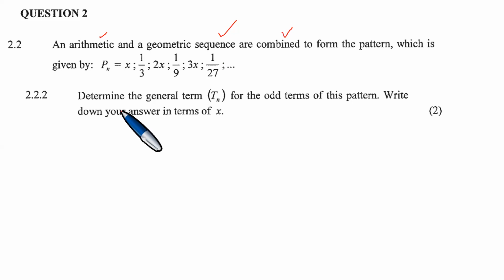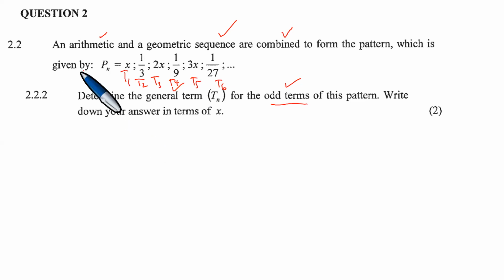Right, so let's continue now to look at these. If we want to find the general term for the odd terms of this pattern, we proceed as follows. Write down your answer in terms of x. If we're looking at the odd terms, what are the odd terms of this pattern? So we're dealing with this one. This is T1, this is T2, this is T3, this is T4, this is T5, this is T6, and so on.